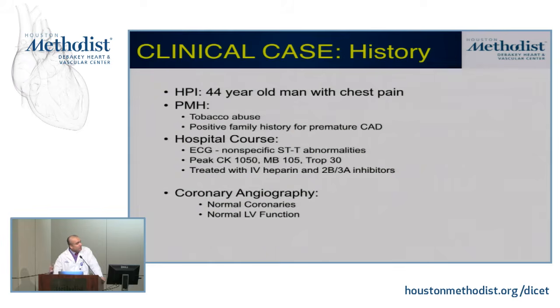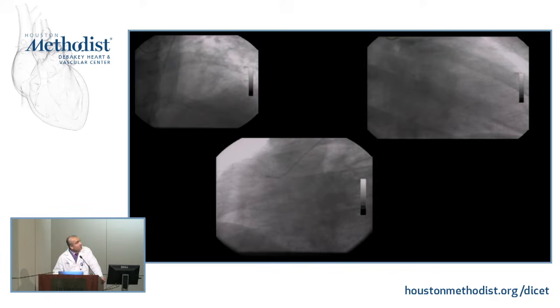He gets admitted on a Friday afternoon with IV heparin and 2B3A inhibitors. Over the weekend, he has a peak CK of 1,050, MB of 105, and a troponin of 30. So truly a significant enzyme elevation. But then on Monday morning, your interventionalist takes him to the cath lab and says, looks like the coronaries look pretty good.